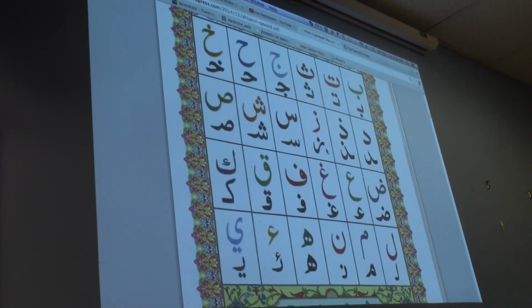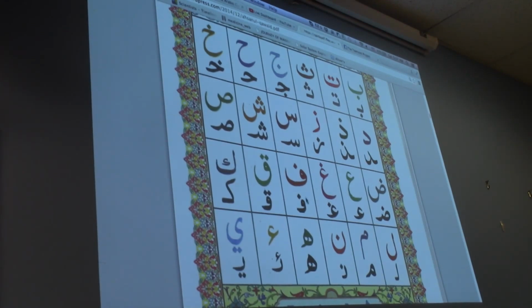Then we have seen. Seen, they cut off the tail right here. There's no tail. Seen. And then sheen, everyone say sheen. Sheen, right, the tail's cut off. Then we have sad, everyone sad. The tail's cut off again, likewise. Same thing with dad. Good. Ain, ain, right? The tail is cut off so that it can connect to another letter.